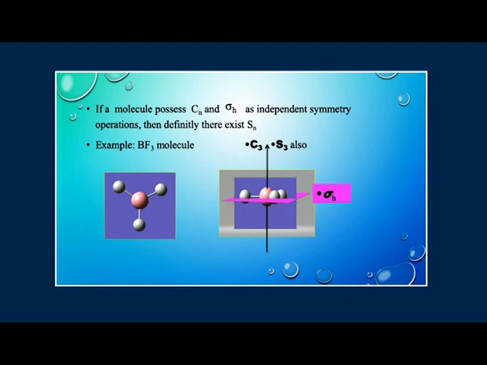Now, let us look at the conditions for an Sn axis. If a molecule possesses Cn and sigma h as independent symmetry operations, then definitely there exists an Sn. For example, the molecule BF3. The BF3 molecule has a C3 axis and a sigma h also, which confirms the presence of an S3 axis.